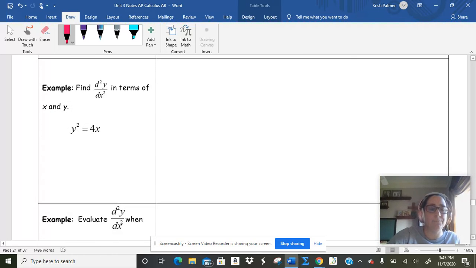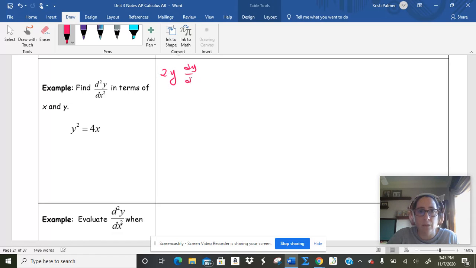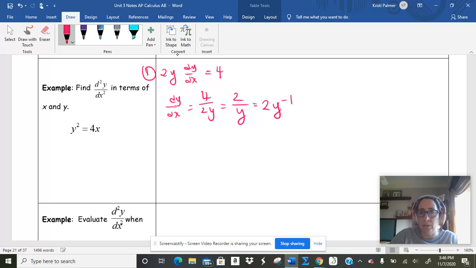Okay, so let's do an example. Here is my equation. It's asking me to find the second derivative, but the first thing I'm going to do is find the first derivative. So that's a power rule, but I took the derivative of y with respect to x, and this is just 4x, so it's linear, so it becomes 4. So then I'm going to solve for dy/dx. So this is all step 1. And this one I'm going to rewrite to use a power rule.